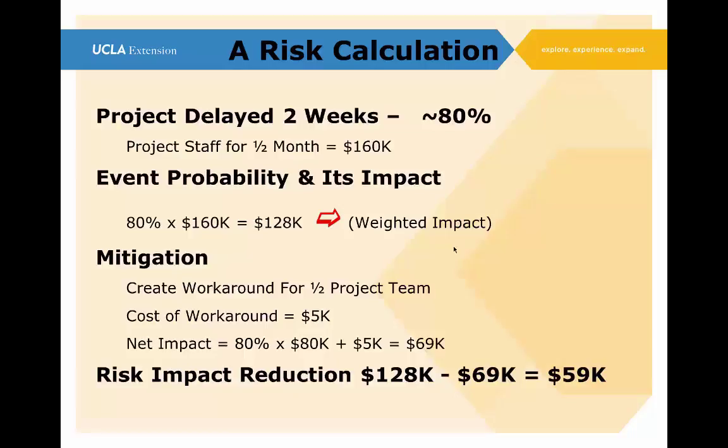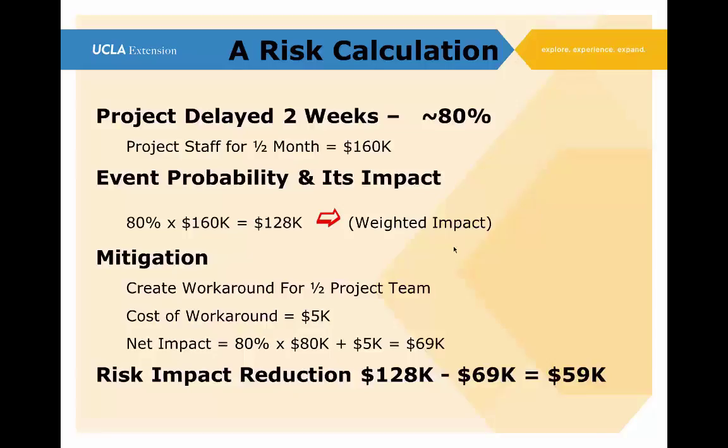So what we've actually done is we have reduced the impact of the risk from $128,000 to $69,000. And that's an improvement of $59,000. What does that mean? That means that by spending $5,000 for the cost of the workaround and keeping half the project team working, we have actually saved $59,000. And so therefore, our workaround is valuable.